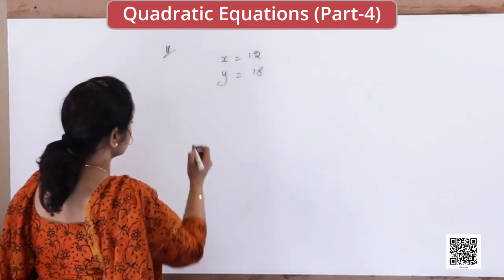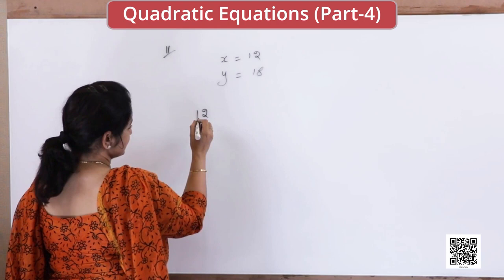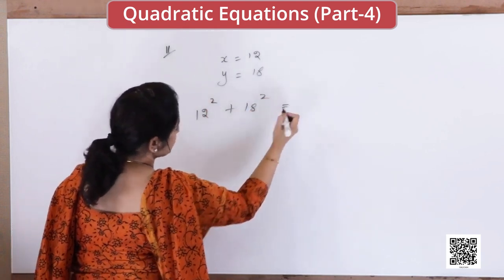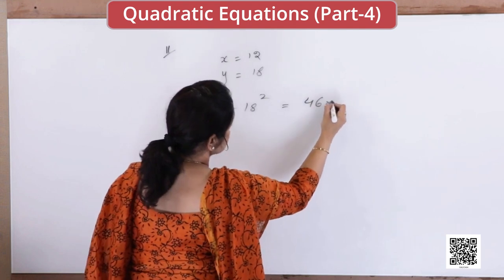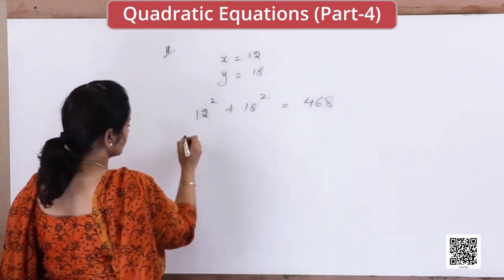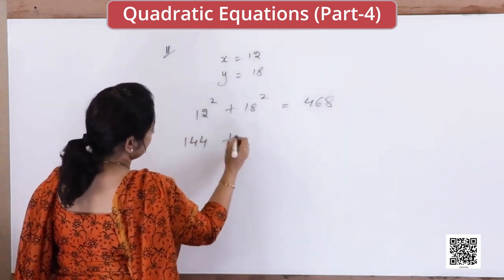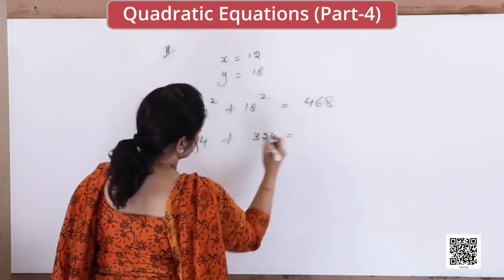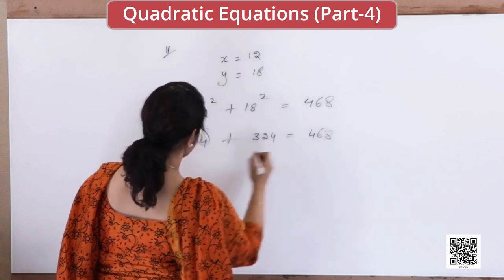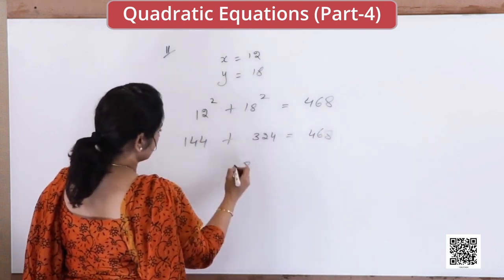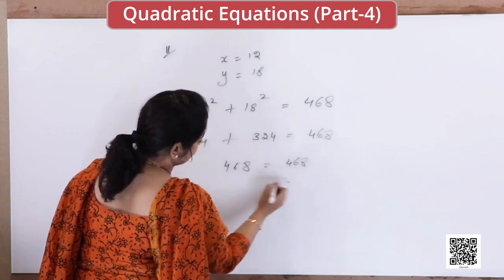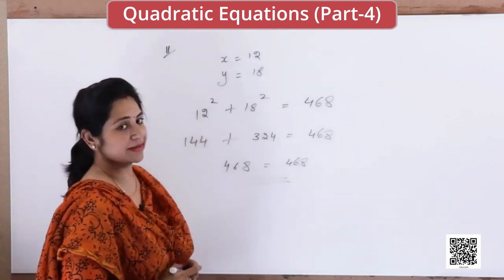Now, to cross check it, our question says that 12 square plus 18 square is equal to 468. Now, 12 squared is 144 and 18 squared is 324. It should be equal to 468. Now, adding this, we get 468. So, 468 is equal to 468. Thus, our answer is correct again.